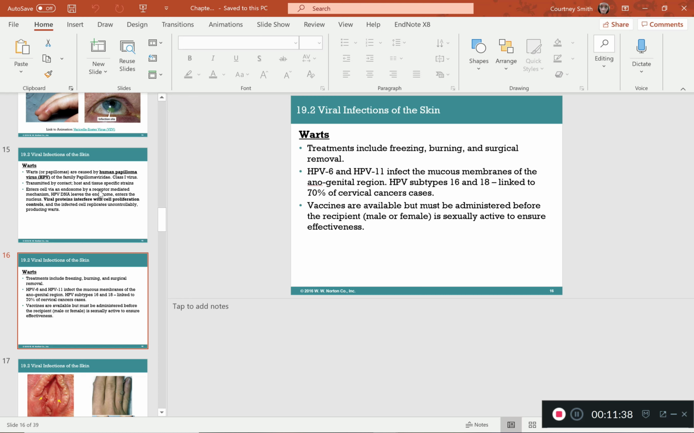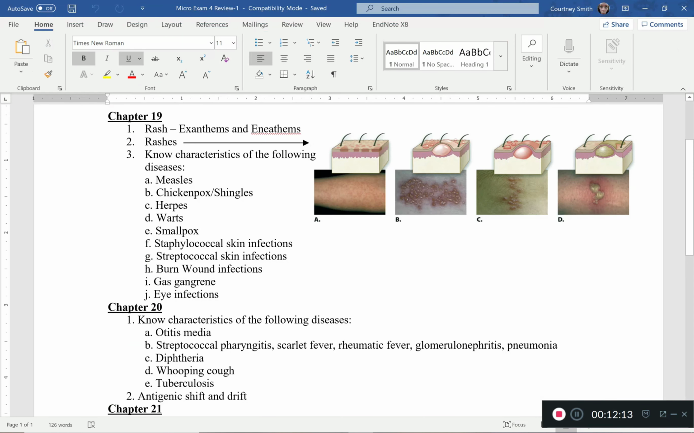So I will be asking questions about the HPV virus, and more specifically, I'll be asking you to read a study, a very short study. It's like a paragraph, guys. And then also to answer a question in regards to a graph that I give you about the HPV prevalence of cervical cancer. So definitely know that. What else? Then we have smallpox and skin infections.